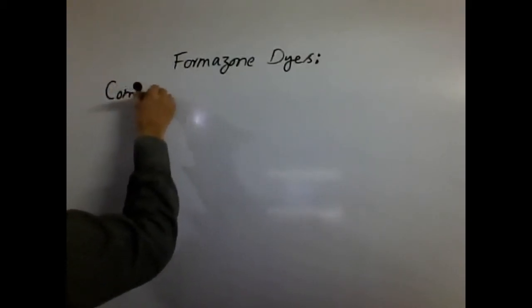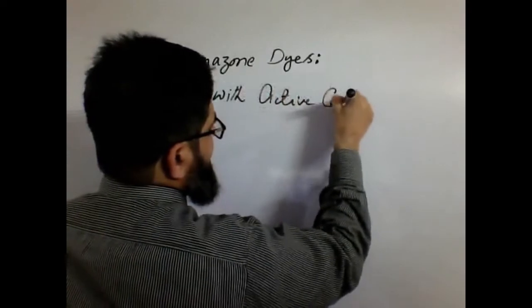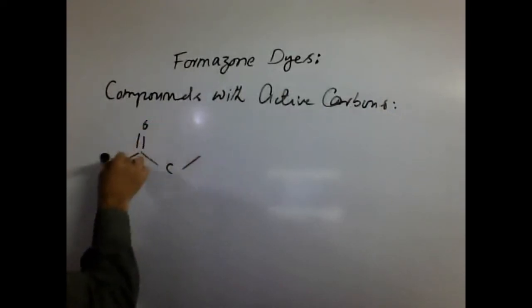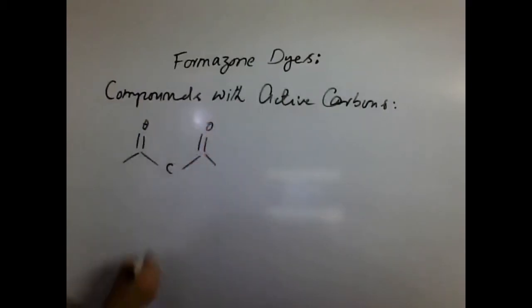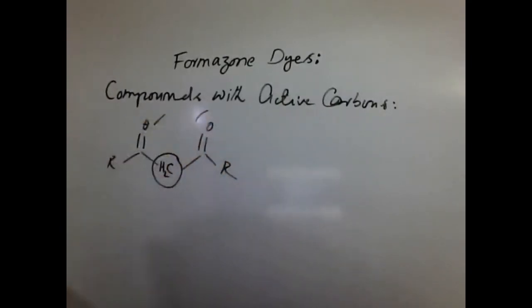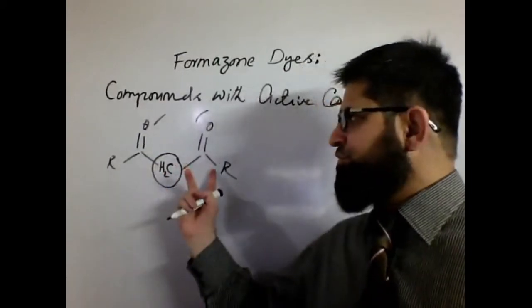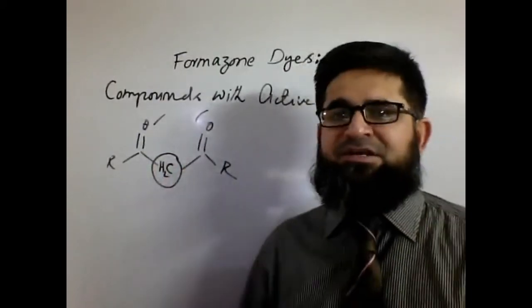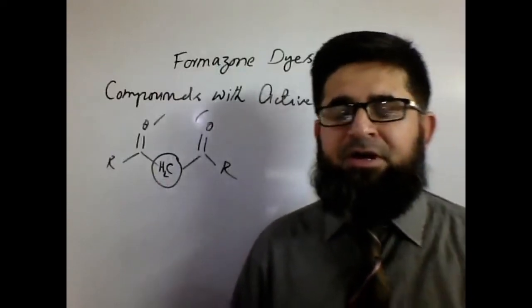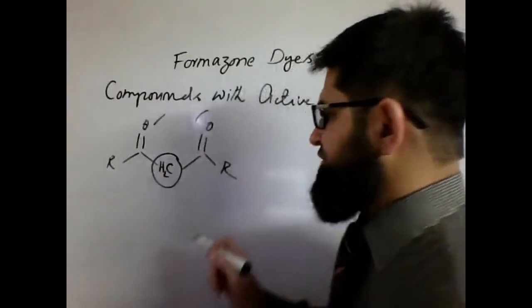Compounds with active carbons, what they are really. In any compound, the carbon which is connected with two withdrawing groups makes this carbon acidic, meaning the protons available at the carbon become loosely bound and they can be abstracted by a base. So such compounds are supposed to be compounds with active carbons, activated carbons.